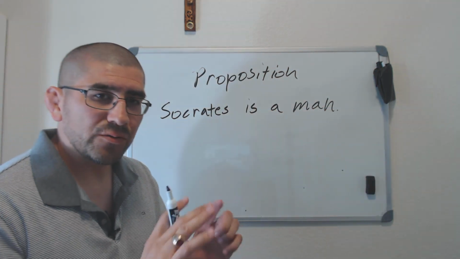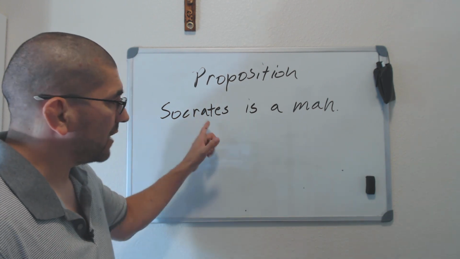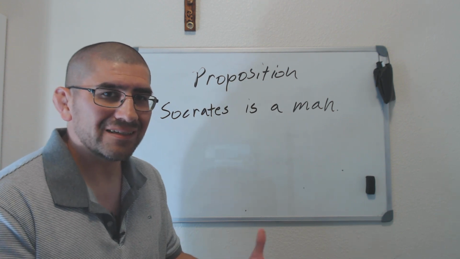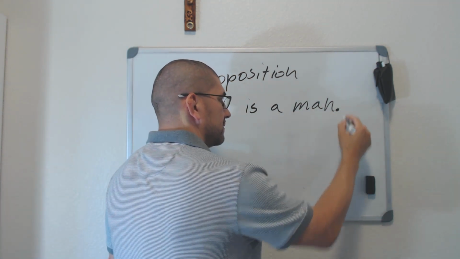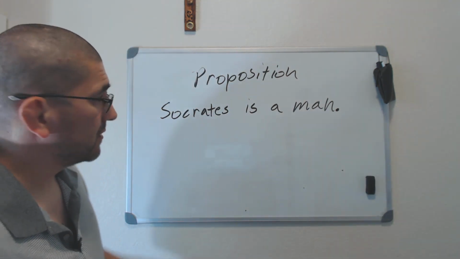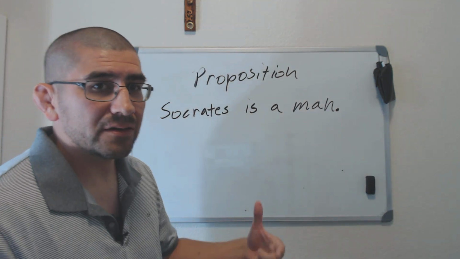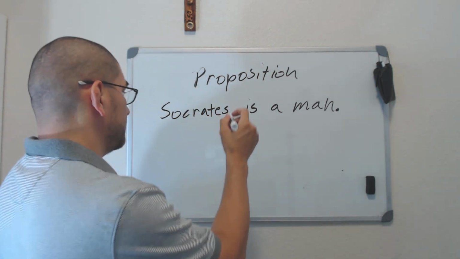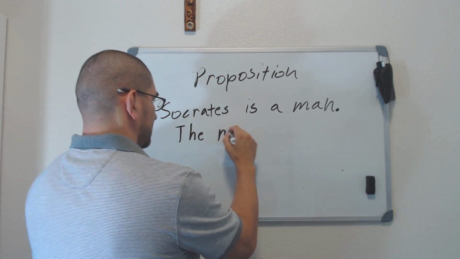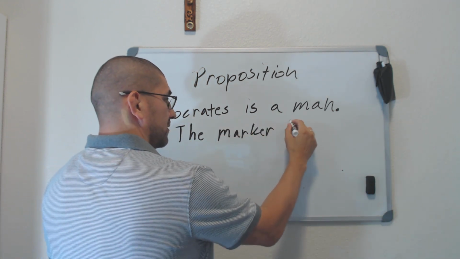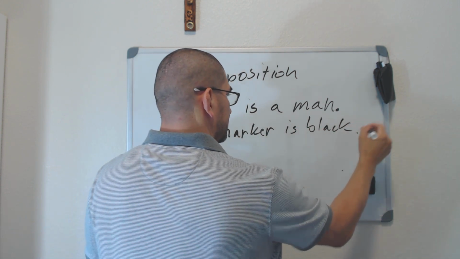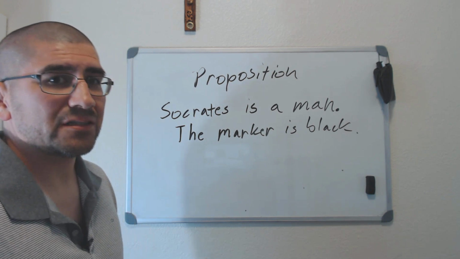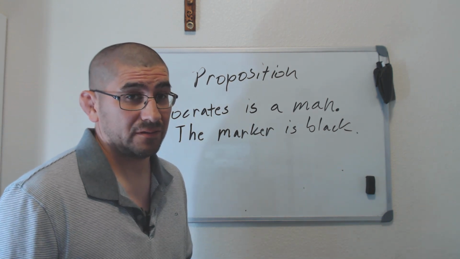That is, if you were in English class, that could be considered a declarative sentence. Okay? It is a complete sentence. Period at the end. Socrates is a man. Another example of a proposition which would be a declarative sentence in English would be: the marker is black. That's a complete sentence. One of the characteristics about a proposition is that it could be true or false.